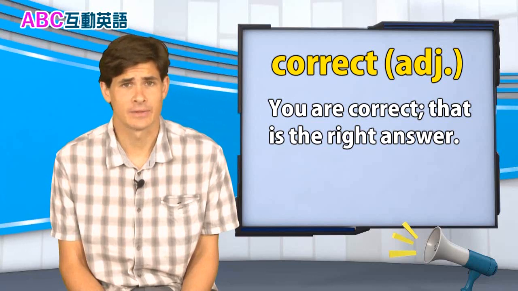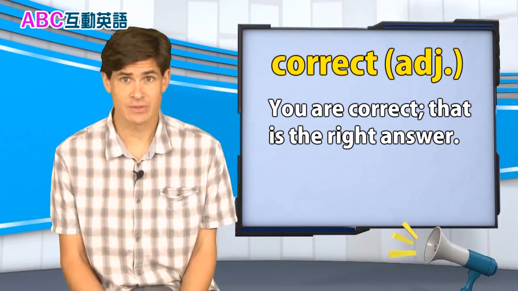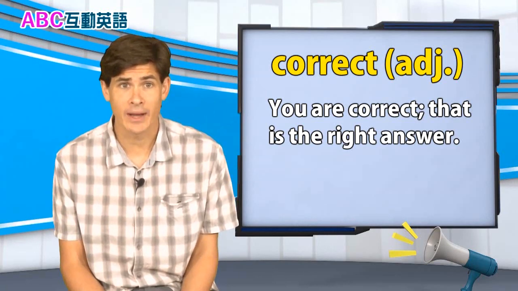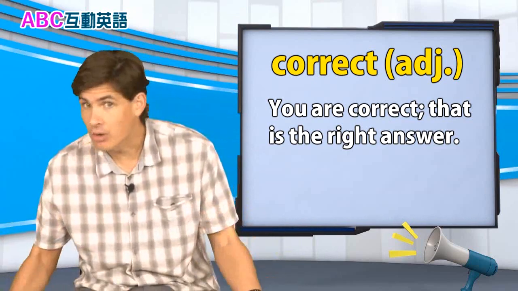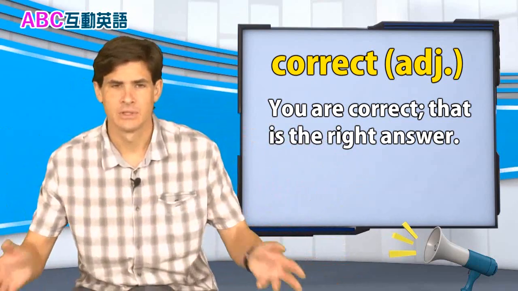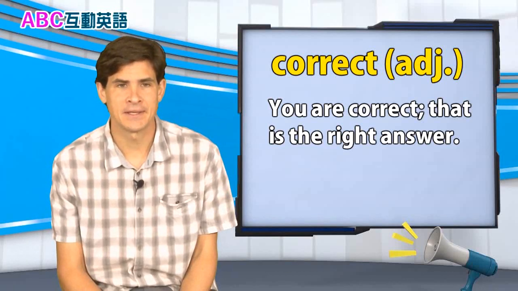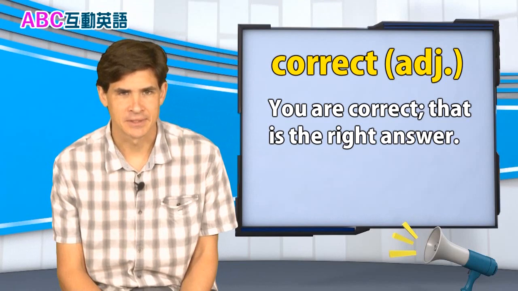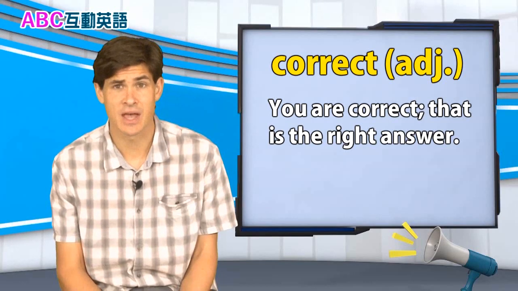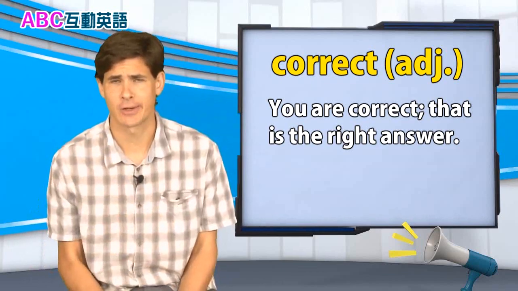Correct. Correct. It's an adjective. If something is correct, it's right. Something that is correct is not wrong, not a mistake, not an error, etc. By the way, the opposite of correct is incorrect and not uncorrect. Okay. Anyways, for example, you are correct. That is the right answer.